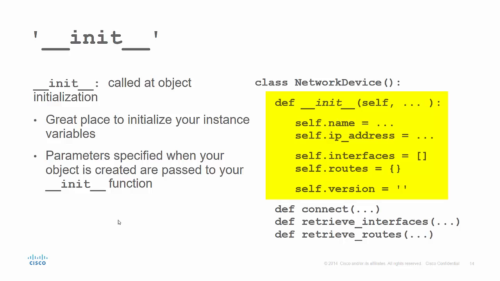At the point of initialization, you can see that we are setting the local data self.name to the name that was passed in to the request, and we are setting self.ip_address to the IP address. We are also initializing certain values that are going to be used throughout the life of this particular object. You can see that the interfaces list that we're creating is going to be empty, and the routes dictionary that we're creating is also going to be empty, and the version string will have nothing in it. There will be other methods defined for your object, such as connect, retrieve interfaces, retrieve routes, etc. But the init function is very important, and it gets called when your object gets instantiated.